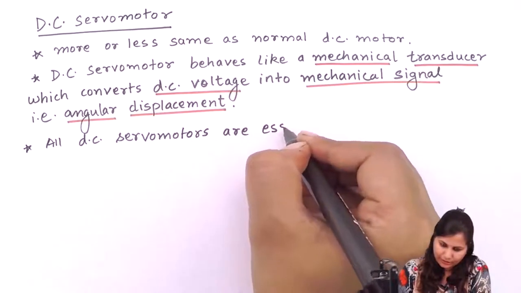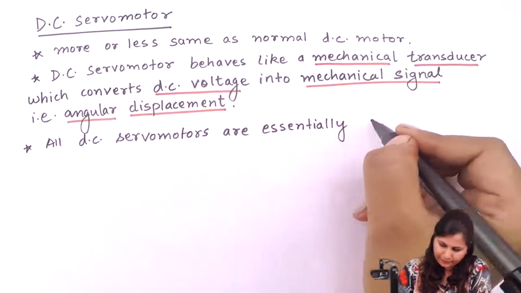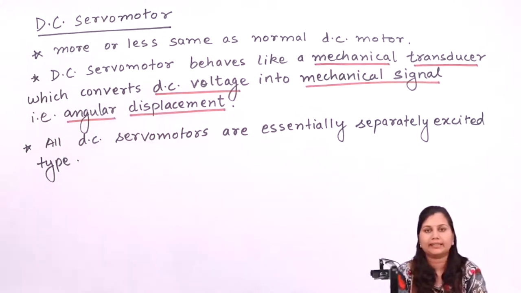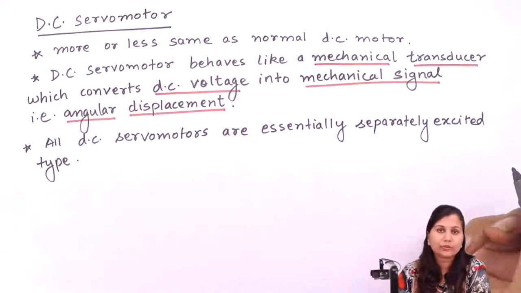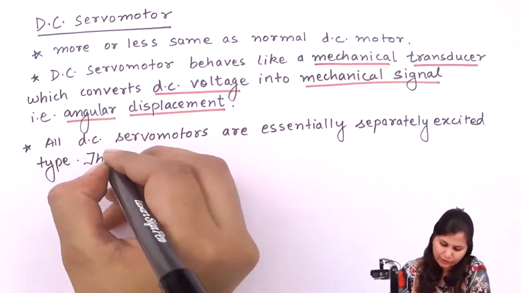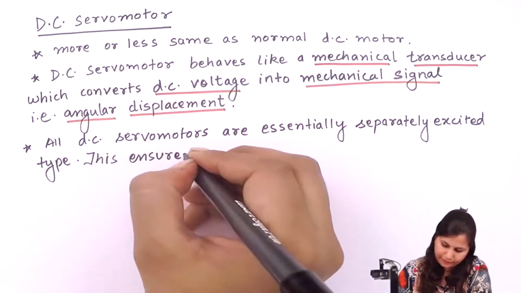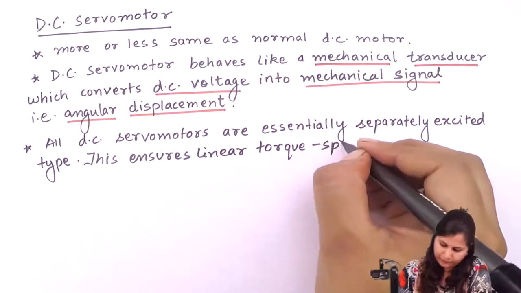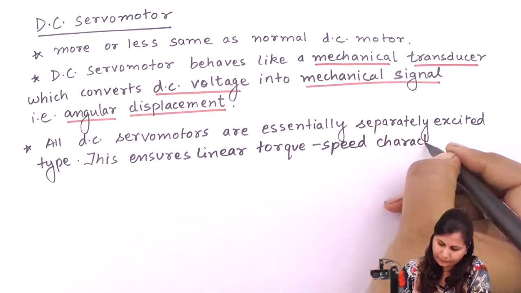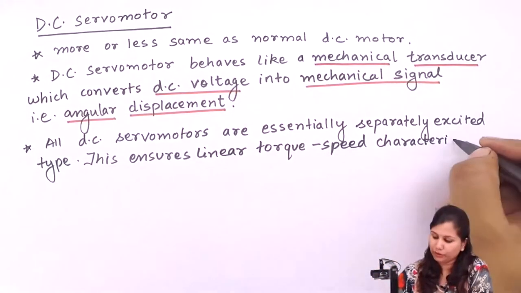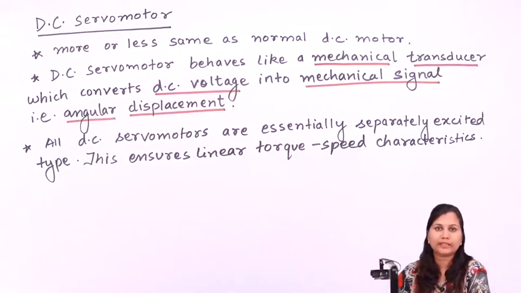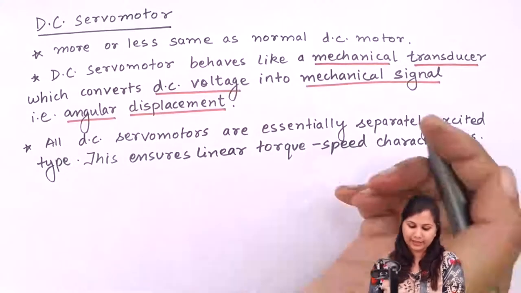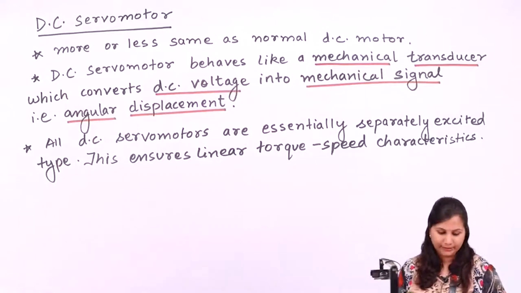Now all the DC servo motors are essentially of the separately excited type. That is, they are separately excited by different supply voltages. Why are we using them as separately excited? Because it ensures linear torque speed characteristics. We have studied in the requirements of a good servo motor that a good servo motor should have linear torque speed characteristics. So to have linear torque speed characteristics, we should use the DC servo motor as separately excited type.